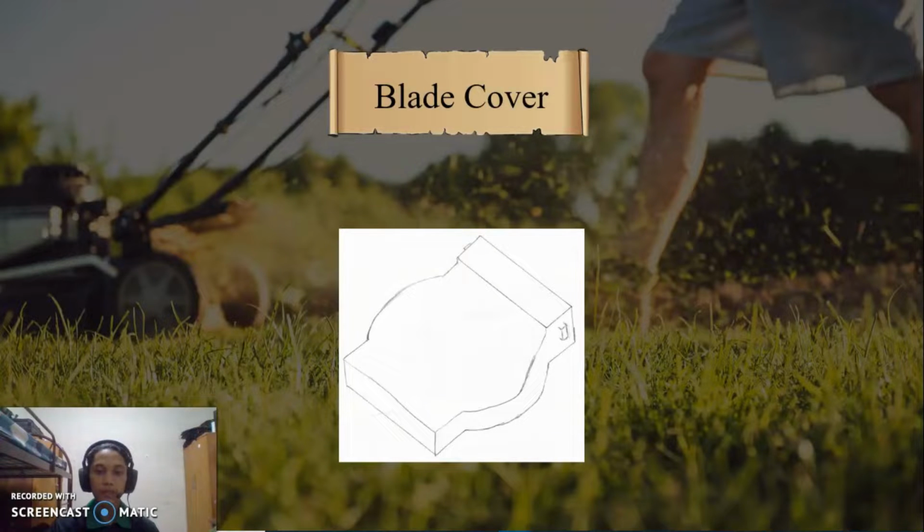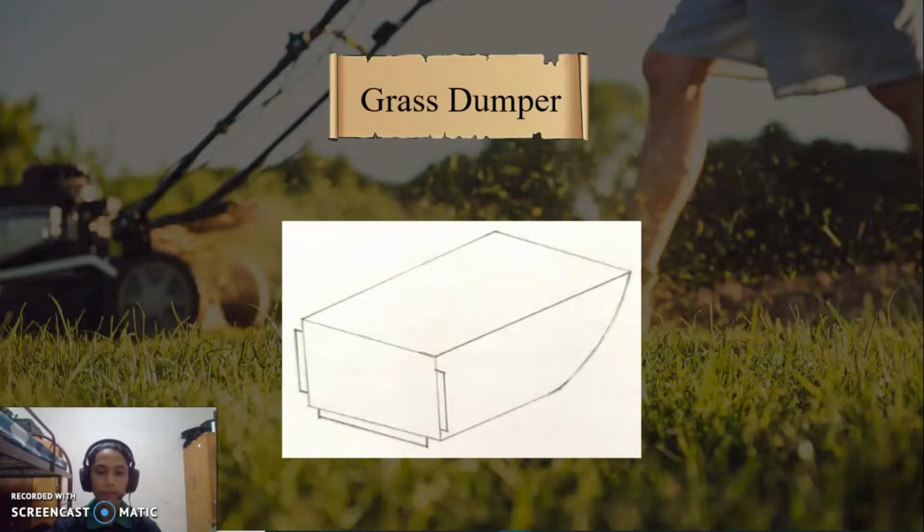For our blade cover, we added clips at the side of the back of the blade cover in order to attach it to the grass dumper. The material of it is ABS. The grass dumper is most likely the same as our conceptual design before. It's just that we added clips on the same side as the blade cover to connect both of them. We use nylon fabric for our grass dumper.